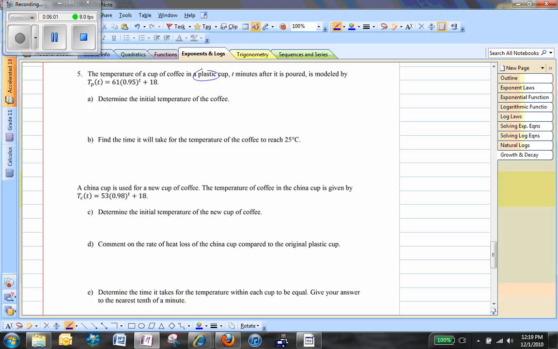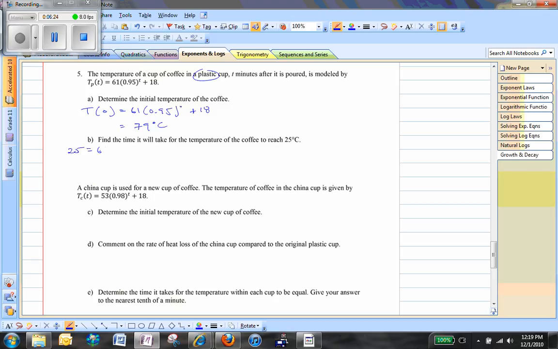It says determine the initial temperature of the coffee. If I determine the initial temperature of the coffee, that's T at 0, which is 61(0.95)^0 + 18. That's 79 degrees Celsius. How long will it take for the temperature of the coffee to reach 25 degrees Celsius?